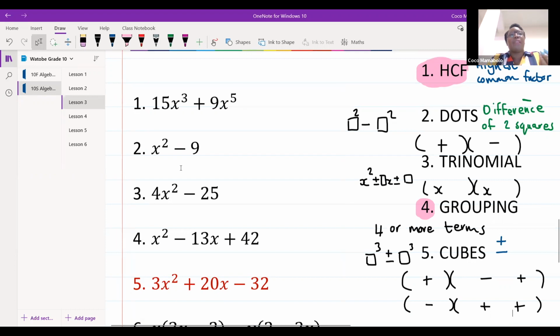Burlington, tell me. What is that first thing I need to look for? Please just repeat, I didn't hear you. What is the first thing I need to look for when I start looking at all of these? HCF. And HCF, that's it. Even if it's dots, I still need to look for an HCF first.